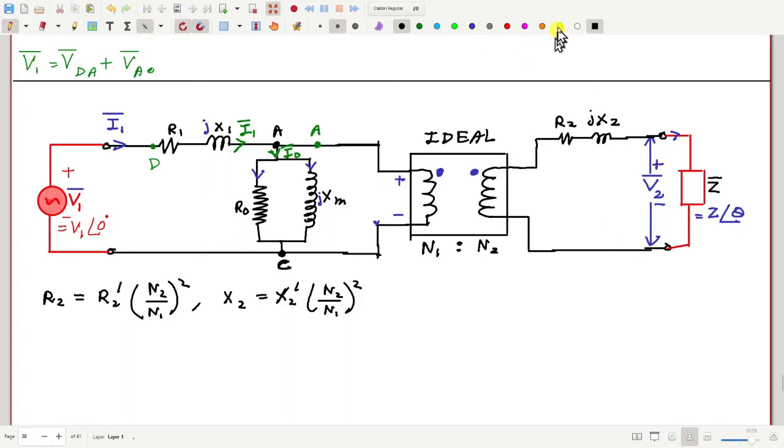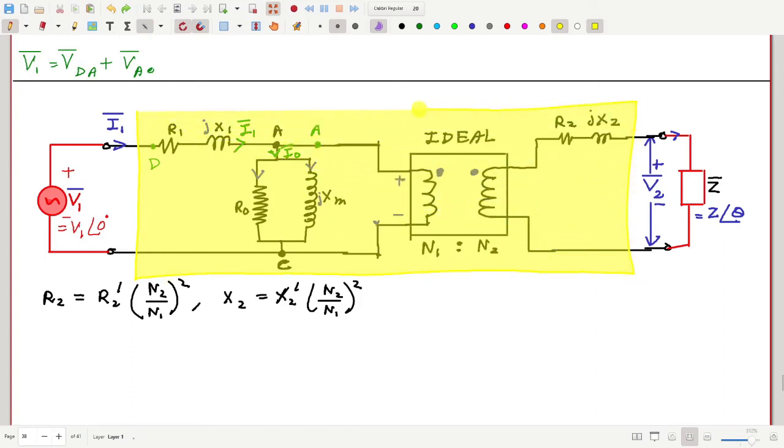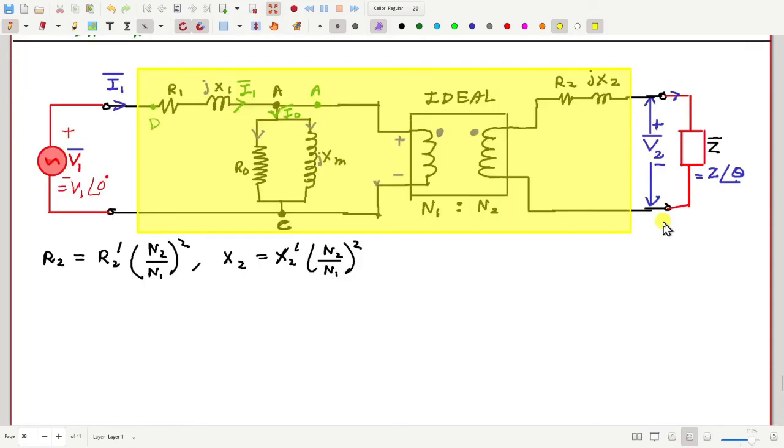Here is the actual or practical transformer inside the yellow box. Now, once again, where can we start our phasor diagram from? Should we start from the input voltage? That may be again difficult. It may be easier to start from the output voltage or secondary voltage.